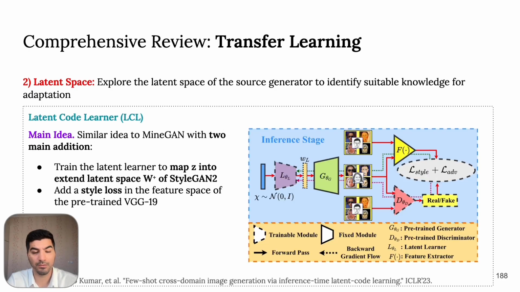There is another recent paper, ICLR 2023. The name is Latent Code Learner. It uses a very similar idea to MineGAN, but with two main changes. First change is that they make the mapper network more compatible with StyleGAN2. Now they map Z into the extended latent space of StyleGAN2. And second thing is that they add a style loss using VGG-19 features to improve image generation quality.